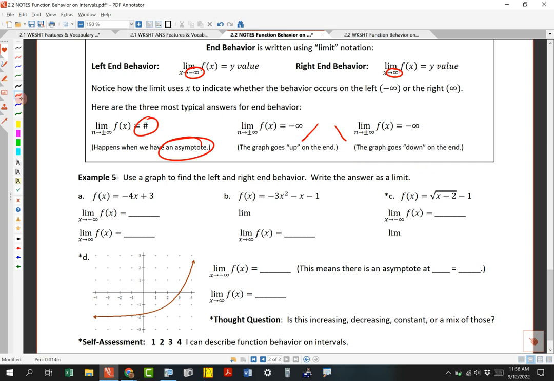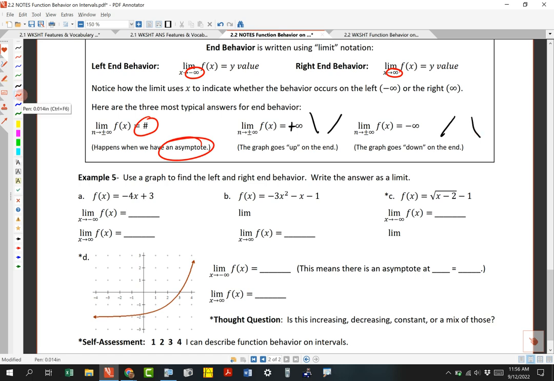Oh, I need to fix this. Let's make that a plus, so that it matches up. I got to catch that typo. Still catching those. That means it goes up on either end, on the left end or the right end, depending on which one you're trying to describe. And then if it goes to negative infinity, that means it's going down on either end, okay?